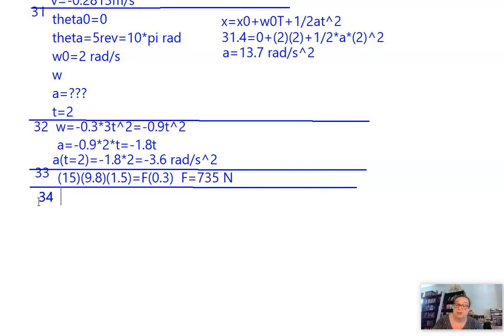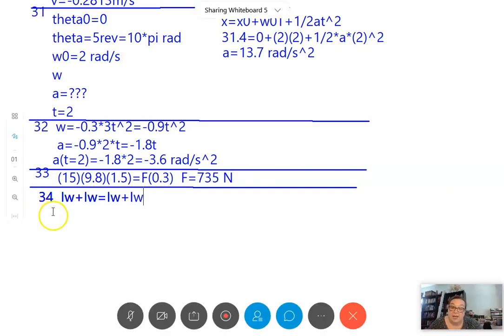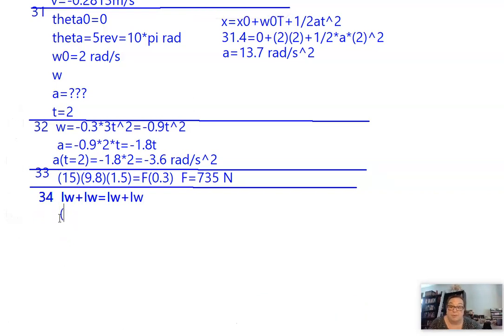So this is a collision or an interaction between the people and the merry-go-round. So this is going to be a conservation of momentum problem, but because it's a rotating system, we're going to use conservation of angular momentum. So I times omega plus I times omega equals I times omega plus I times omega. Now, in this case, the first object is the merry-go-round, and the merry-go-round has a shape that is a disk. So if we look up the moment of inertia of a disk, it's 1/2.